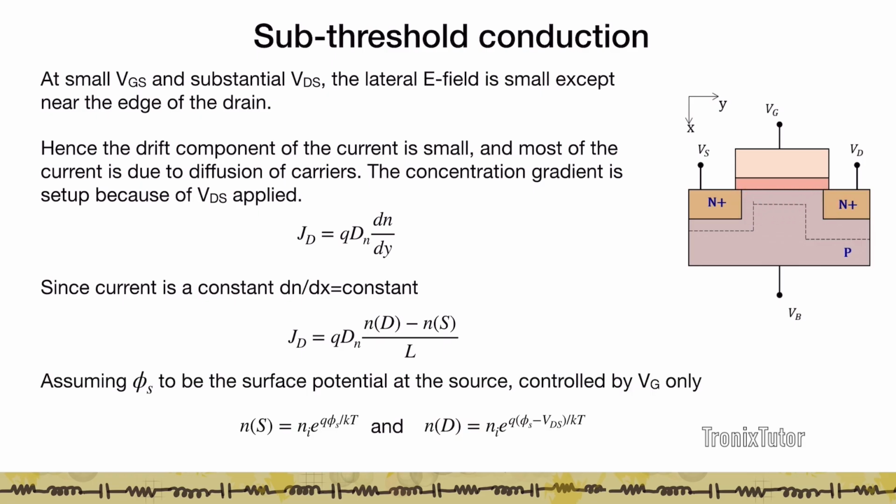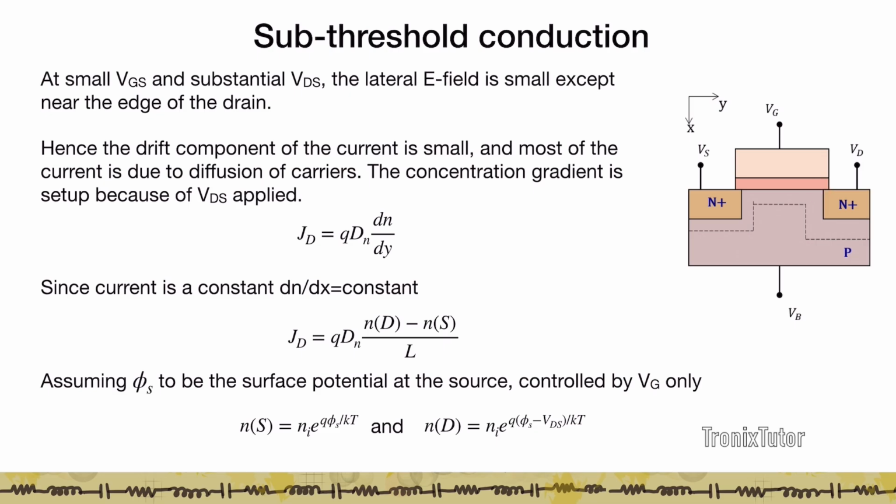Now, assume that the surface has some potential phi s. Phi s is the potential at the source end of the channel, so phi s is the surface potential at the source end. Between the source and drain, there is a potential difference of VDS. Therefore the surface at the drain side will have a surface potential of phi s minus VDS.